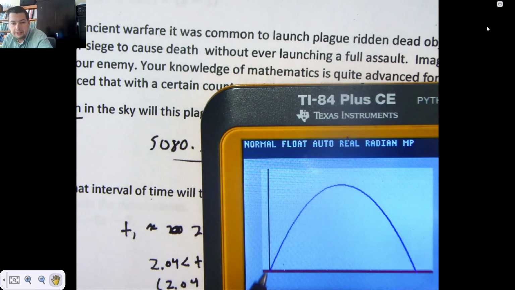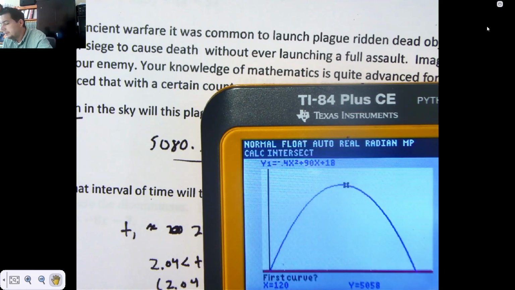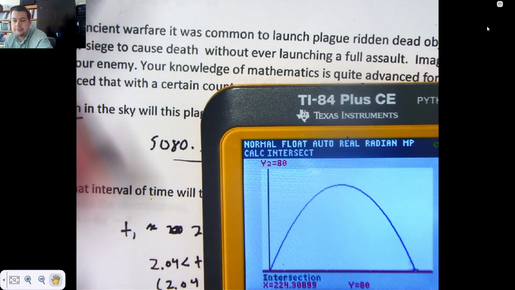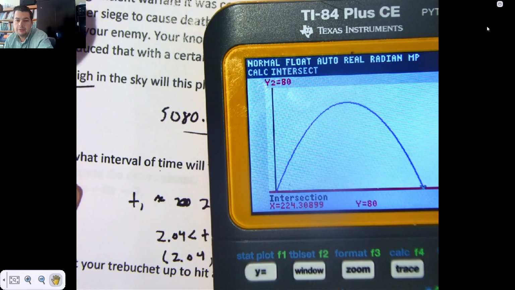You're not going to be interested in this intersection right here. You're going to be interested in this intersection over here. So second trace 5 for intersect. I'm going after the left intersection. Once I get close, enter, enter, enter. There you go, 224.31 seconds.